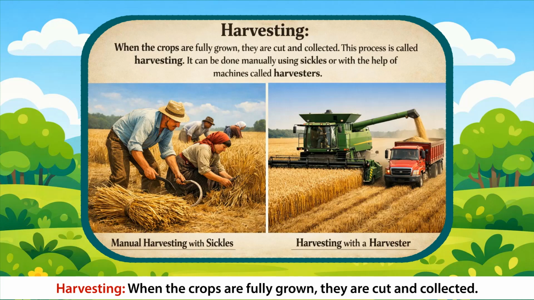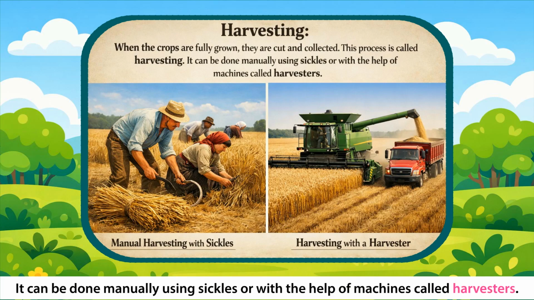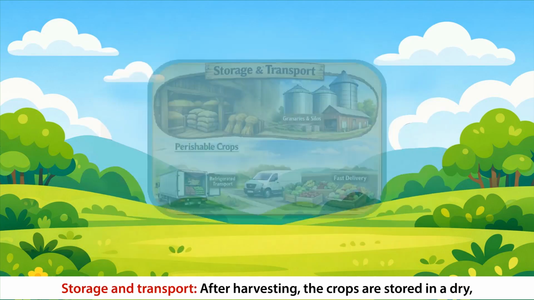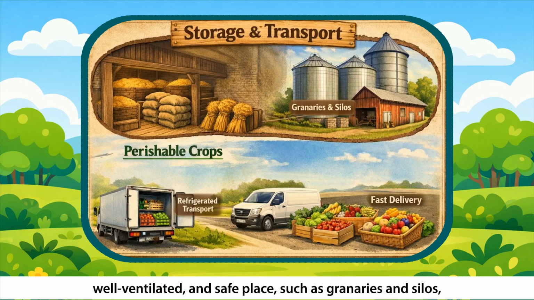Harvesting. When the crops are fully grown, they are cut and collected. This process is called harvesting. It can be done manually using sickles or with the help of machines called harvesters. Storage and transport. After harvesting, the crops are stored in a dry, well-ventilated and safe place, such as granaries and silos, to protect them from germs and pests. Perishable crops like fruits and vegetables are transported quickly to prevent them from spoilage.